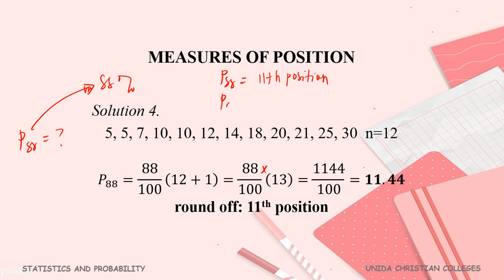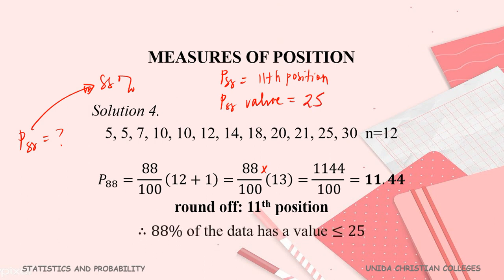So, what will be the value? So, count. 1, 2, 3, 4, 5, 6, 7, 8, 9, 10, 11. So, we have 25. Therefore, 88% of the data has a value less than or equal to 25. Okay? So, next.